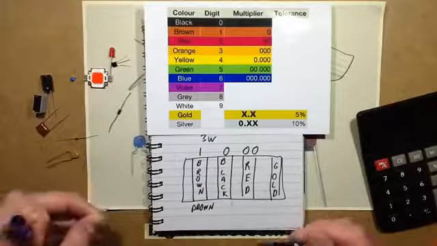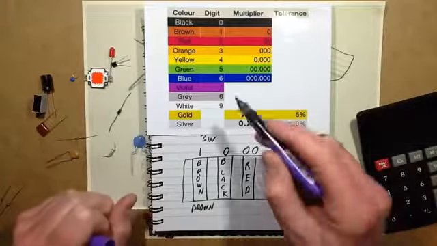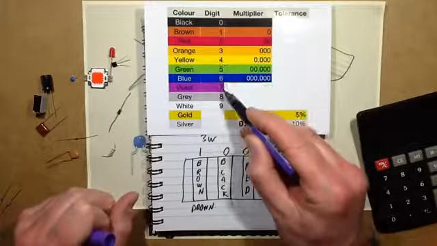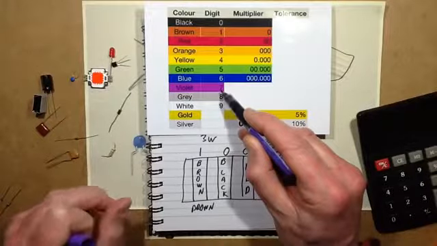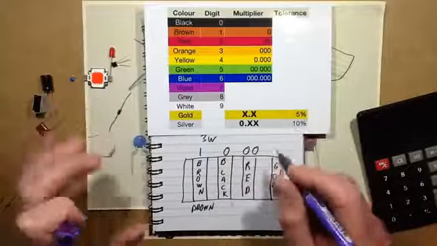If you had a 47 ohm resistor, it would be yellow for the 4, violet for the 7, and then because there are no zeros after that, it would be black band. Yellow, violet, black would be 47 ohms.